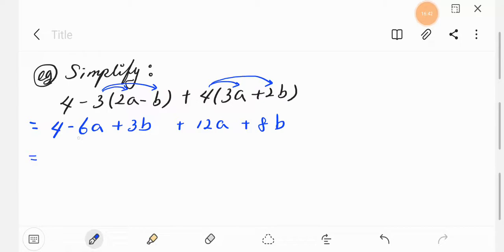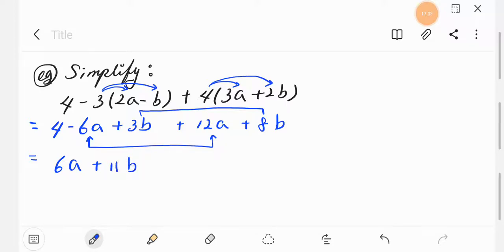Okay, and then combine the like terms. So these two are the like terms. So combine these two, then negative 6 plus 12 is 6a, and then these two are the like terms. So 3 plus 8 is 11, so 11b. And the constant term 4 is only one, so just write it down.